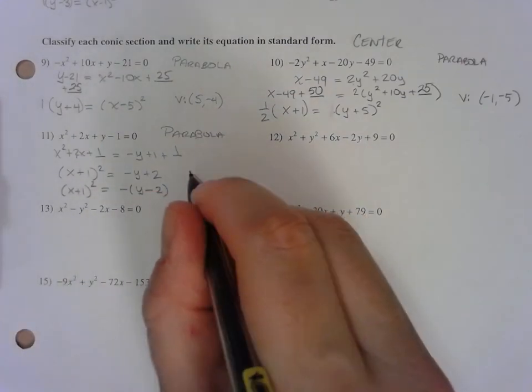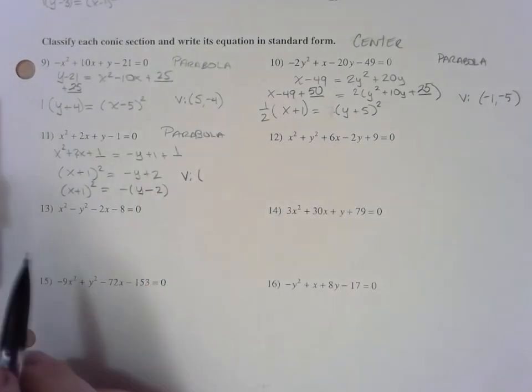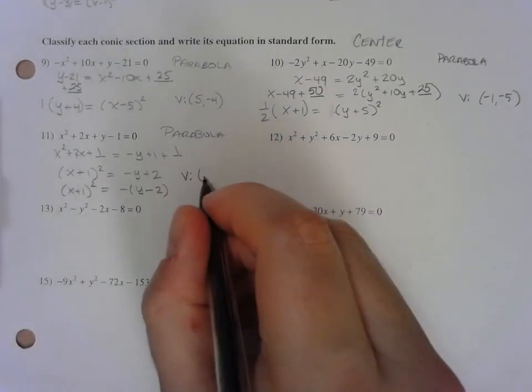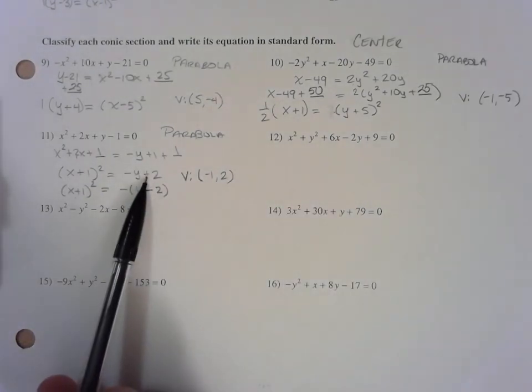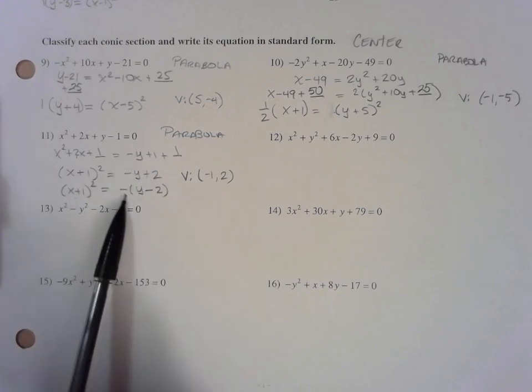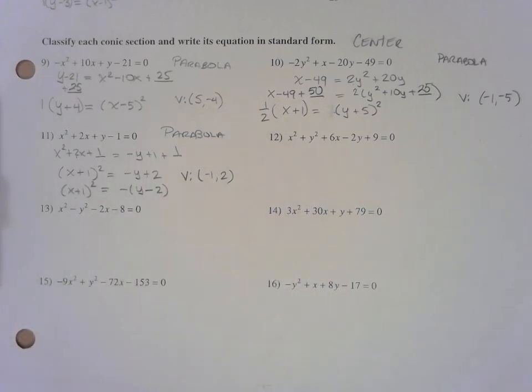Where's the center? Again, we call it a vertex. -1 and +2. Now it's tricky because over here you think the y-coordinate will be negative, but when this coefficient is negative, you do have to factor it out. Let's take a look at number 12.